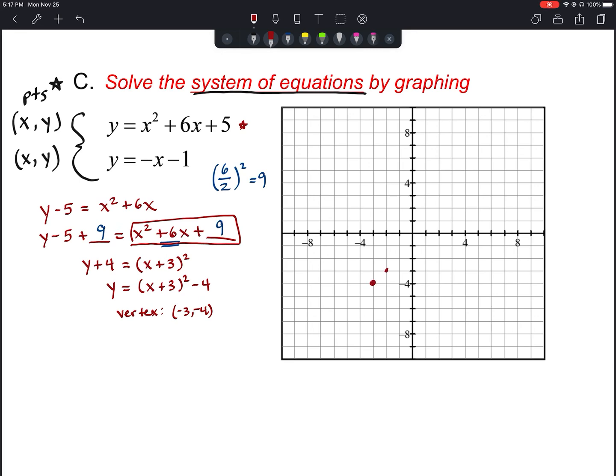It's got standard growth, so you're going to go over 1 and up 1, over 2 and up 4. So that looks like you're going to cross the x-axis at -1 and -5. And if you want to go another one, you probably could here. If we go 3 to the right, we'll go up 9, up to the point 0, 5, and then -6, 5 there. And then we'll just go ahead and connect those points.